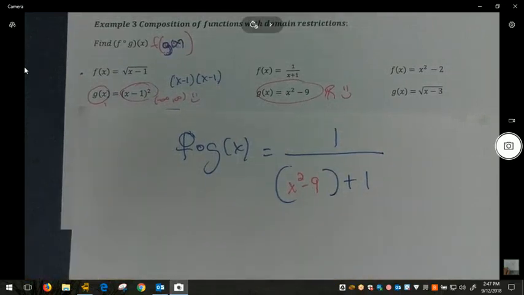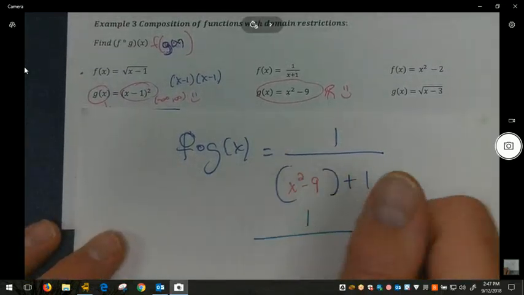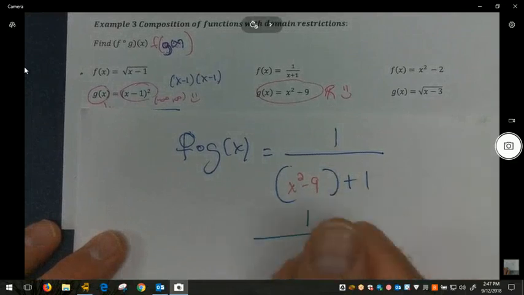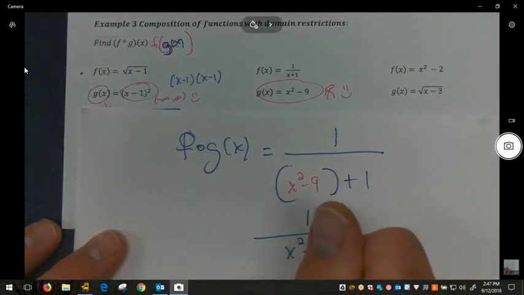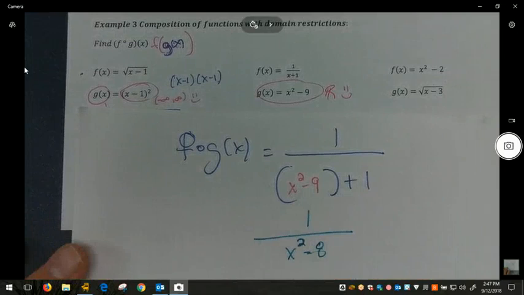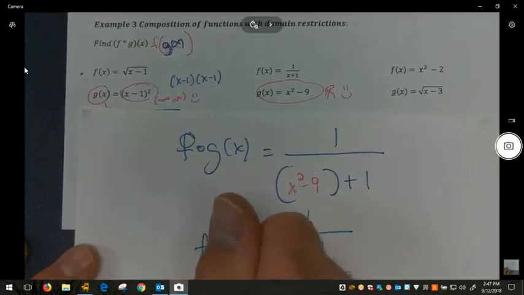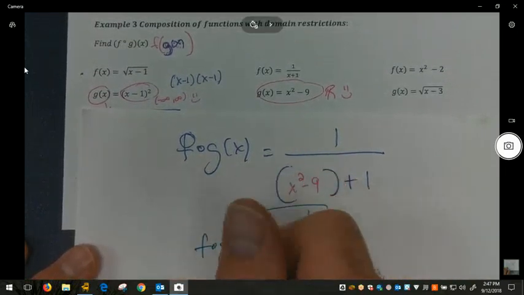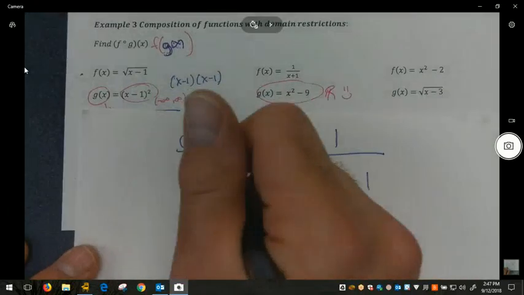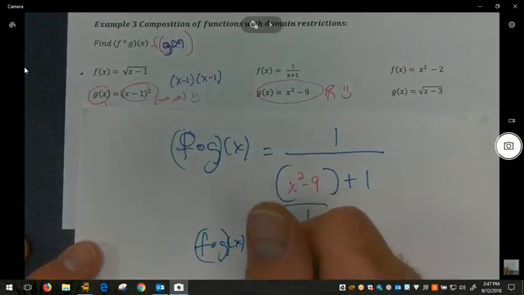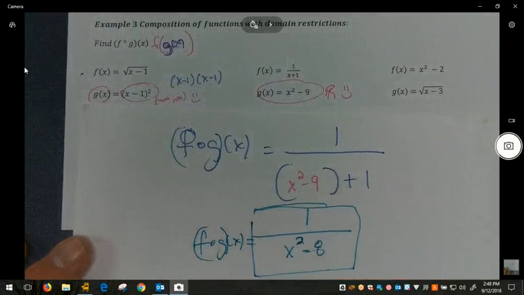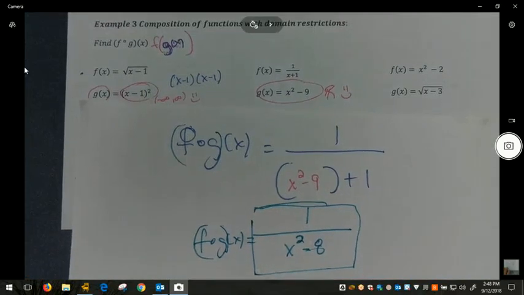And this one, though, this gives us 1 over, when I combine like terms, x squared minus 8. This is f of g of x. I cannot do anything else with this function. So this is my function, 1 over x squared minus 8.